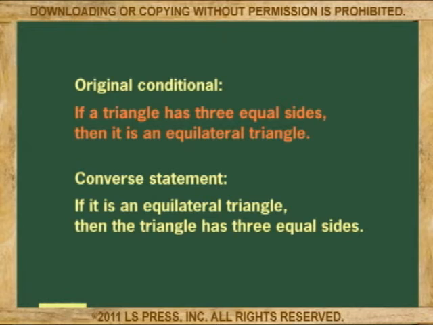Now let's try the converse of a triangle statement. If a triangle has 3 equal sides, then it is an equilateral triangle. The converse is valid by saying, if it is an equilateral triangle, then the triangle has 3 equal sides. Notice that in the converse, the if part of the statement becomes the then part, and the then part becomes the if.